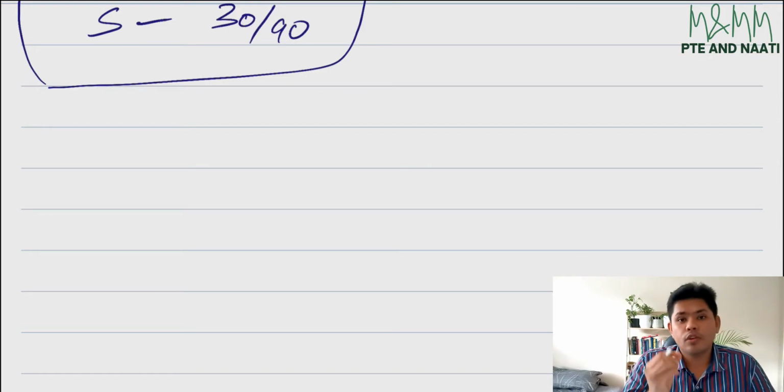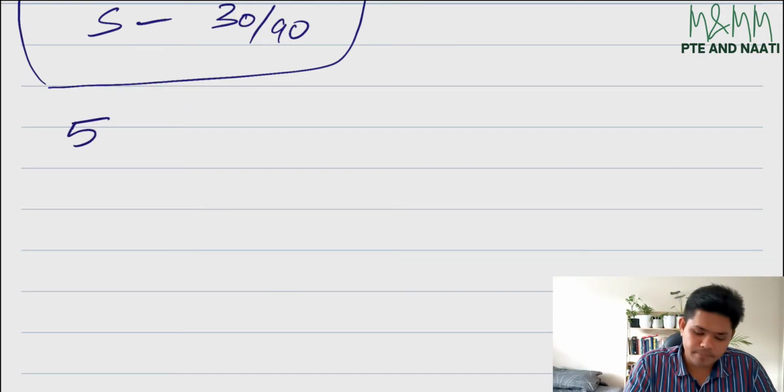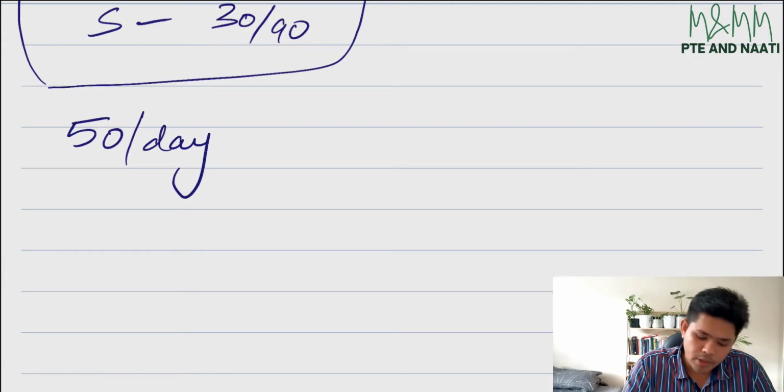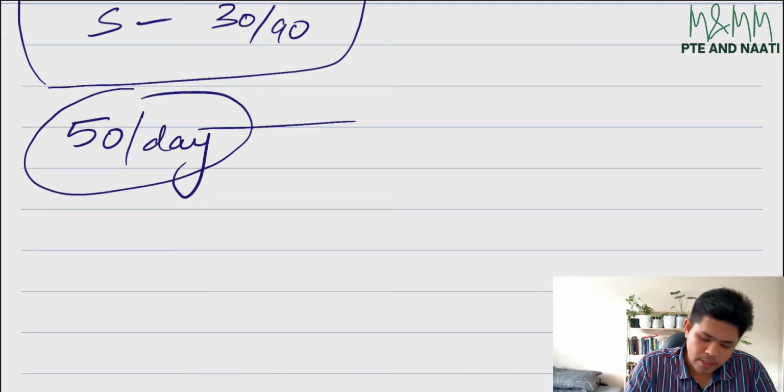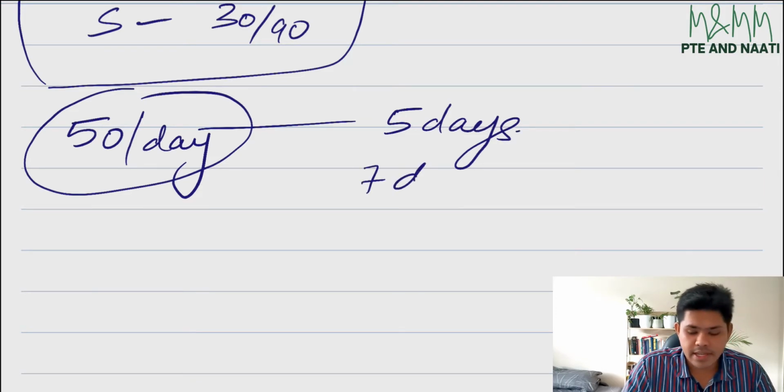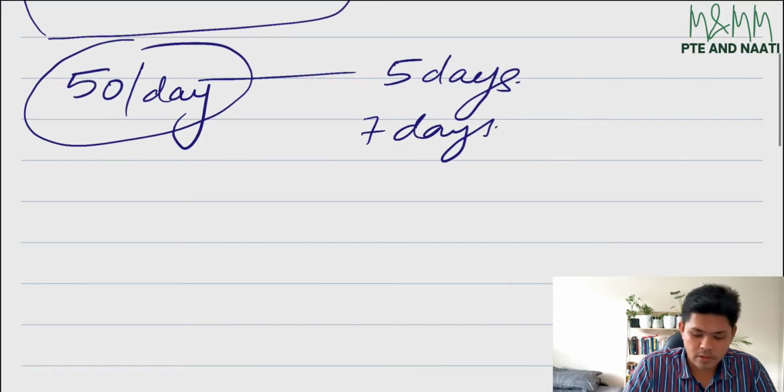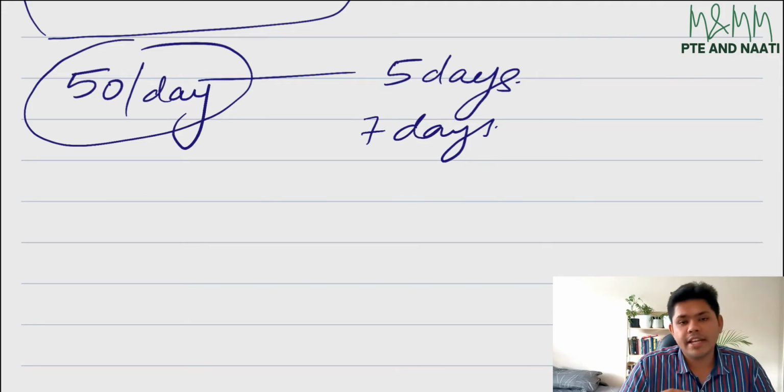Okay, I will give you a fixed number. Please do that. 50 per day. And try to do it at least 5 days. I would say it should be 7 days. Okay. Whenever I teach this topic, I tell my students, repeat sentence is one such topic.